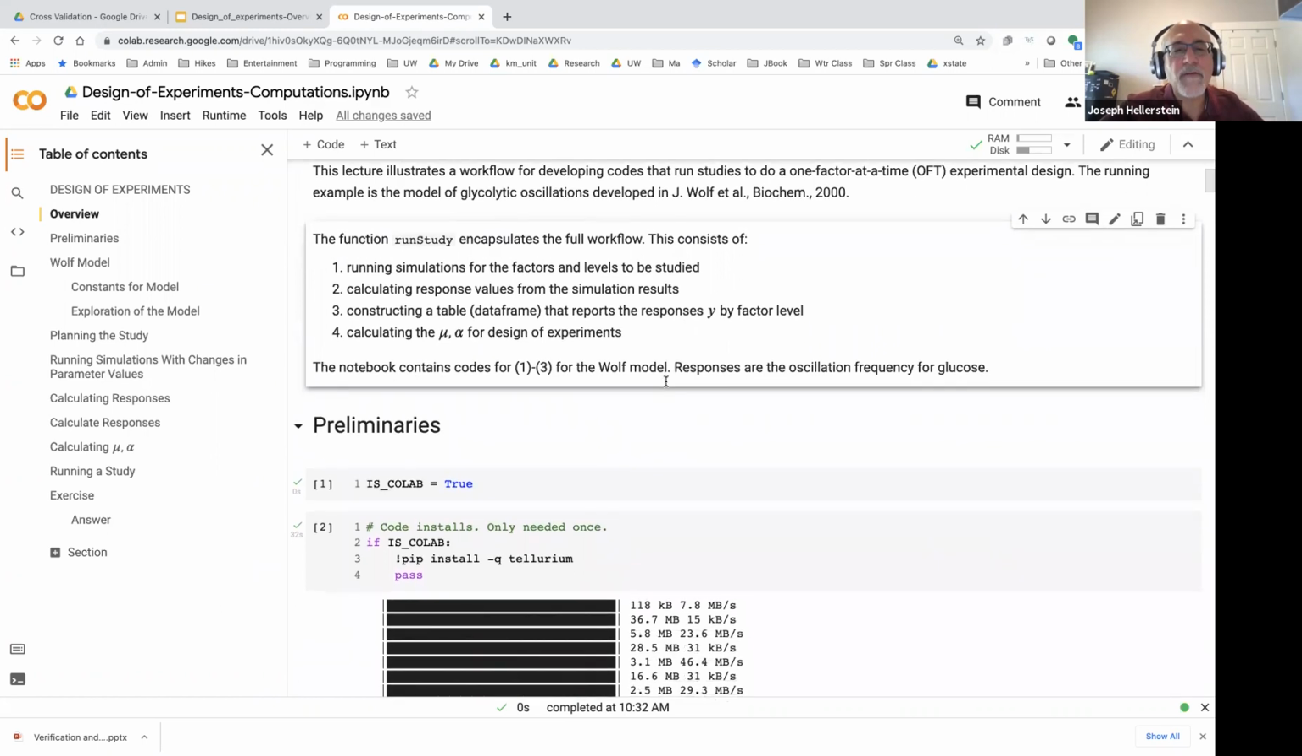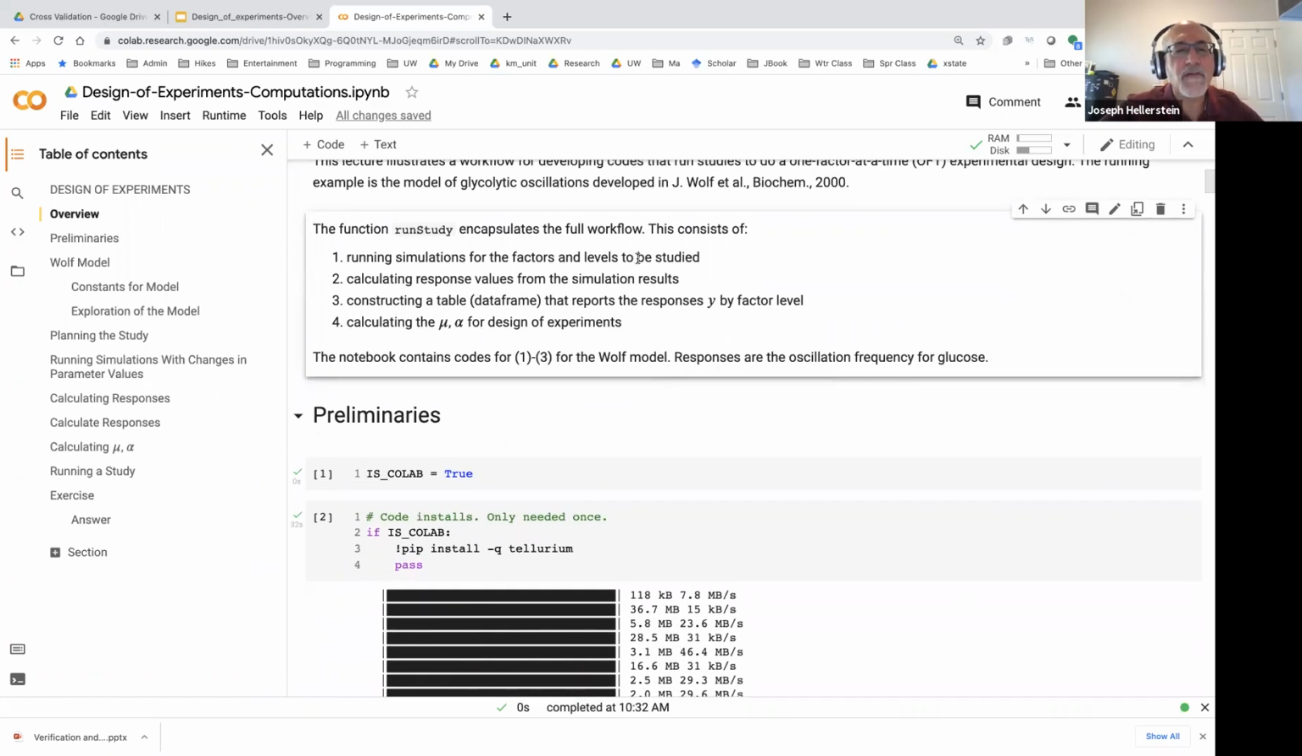Let me give you a flavor of this. This one here I'll touch on briefly. This one, probably a little less briefly, but then I'll focus more on these two.